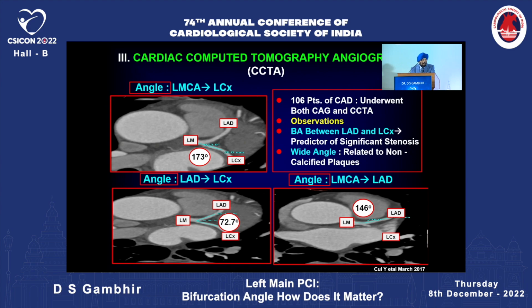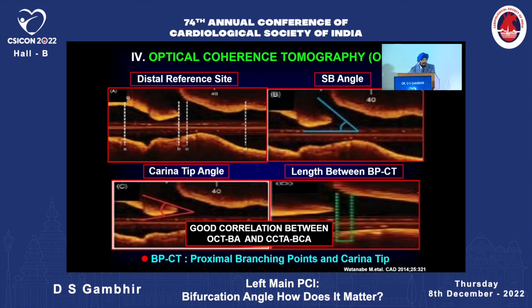The third way to look at the bifurcation angle is computerized tomography, or computed tomography coronary angiography. Again, we look at the same angles as I said earlier. They said that possibly the most important angle is between the LAD and LCX, which is also a predictor of the stenosis. A wide angle between the LAD and LCX is related to a non-calcific plaque and often a stenosis. And lastly, we have OCT, which is a newer technique to look at the left main bifurcation angle.